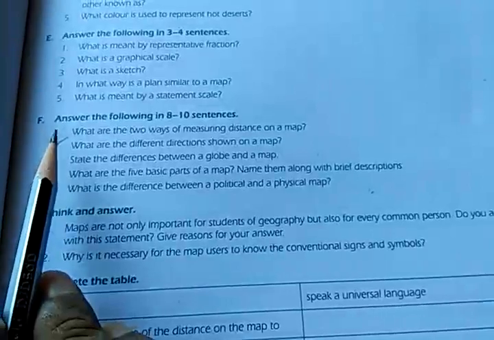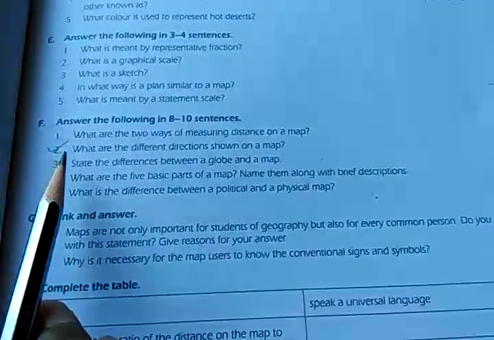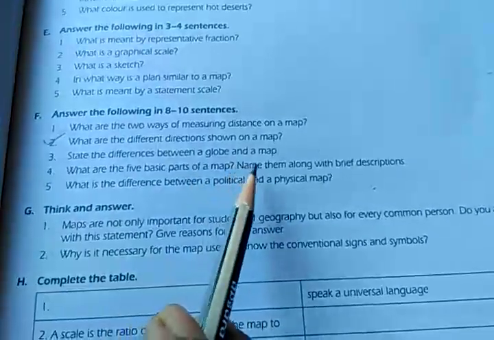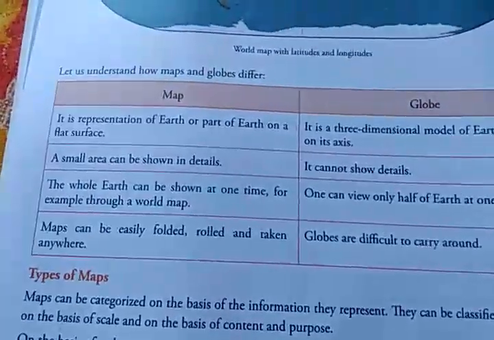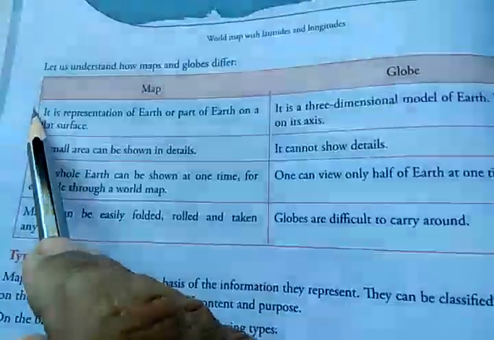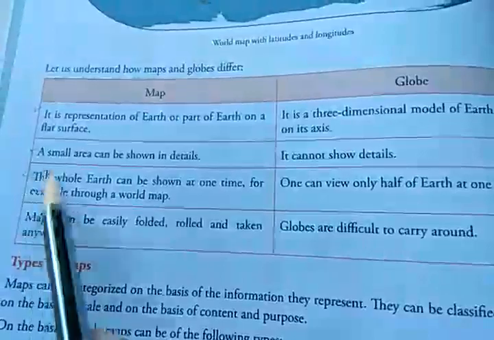We have already discussed up to question 2. Now, state the difference between a globe and a map. This answer is very simple, straight. You can write from the book. The difference between a map and a globe is given over here. Four differences are there. I have already explained all these differences. So this portion you can write, 1, 2, 3 and 4. This difference you can write for this answer.